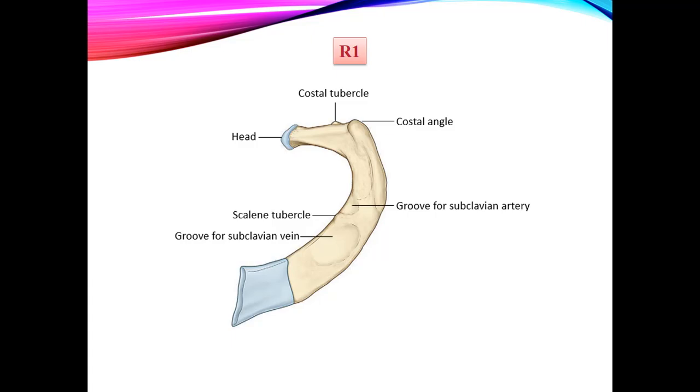Let's see the atypical ribs. Which ribs are atypical ribs? R1, R2, R10, R11, and R12. Here's the R1, or the first rib. The first rib is the smallest rib. Why is the R1, or the first rib, an atypical rib? Because as you see, its head, unlike the typical ribs, has just a single articular surface.